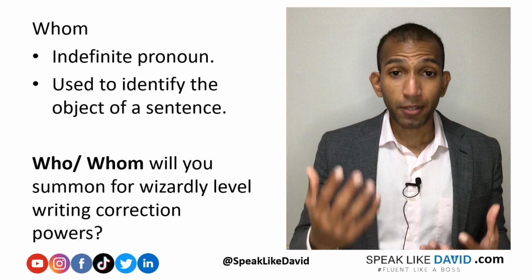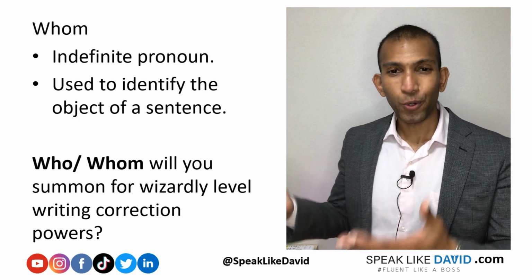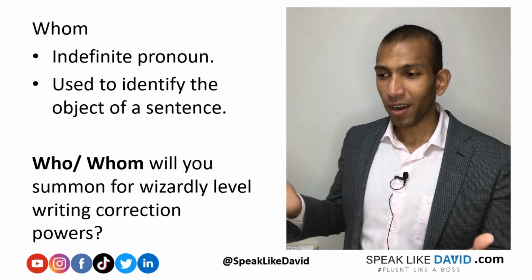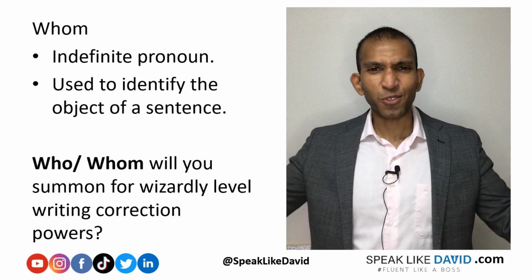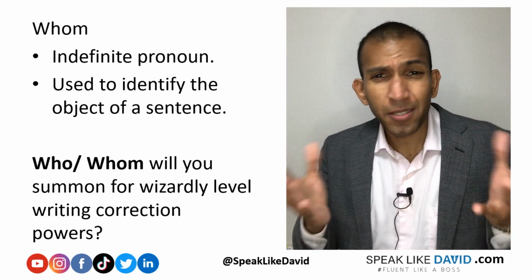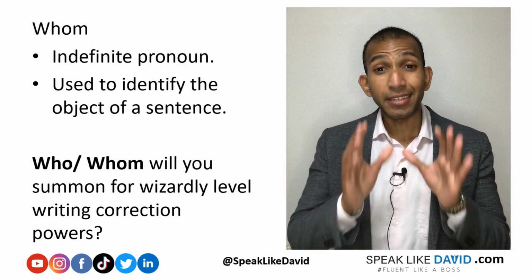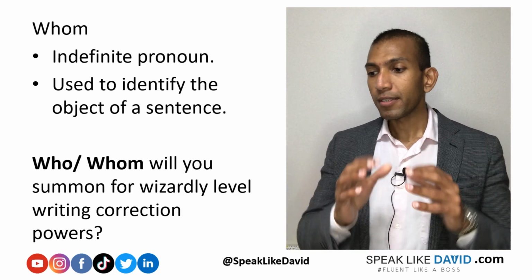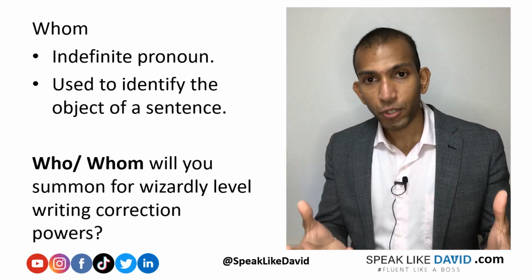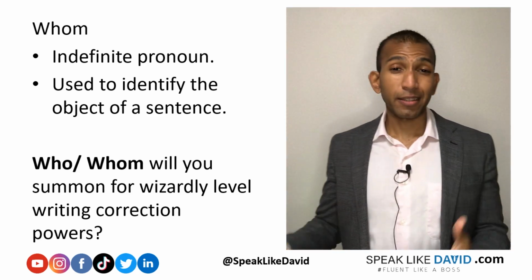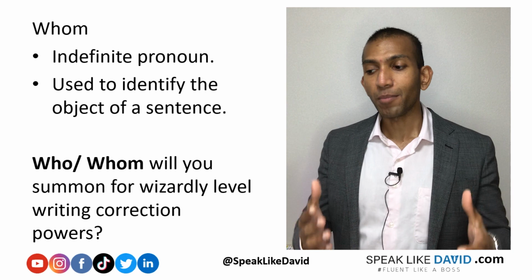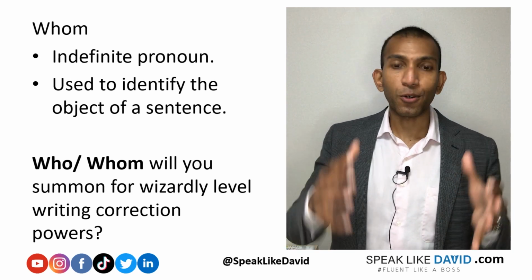Now the confusion comes with this word, whom. What is this word anyway? Why do we add an M on the end? It sounds so weird. It almost sounds Shakespearean. So this word is also an indefinite pronoun, but the difference is that we use it to identify the object of a sentence. So let's look at this example. Whom will you summon for wizardly level writing correction powers?